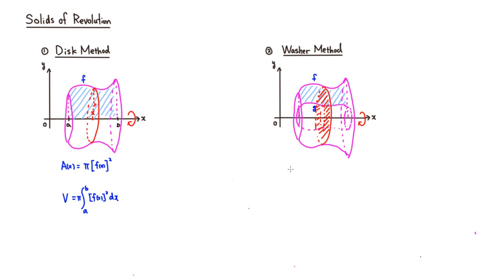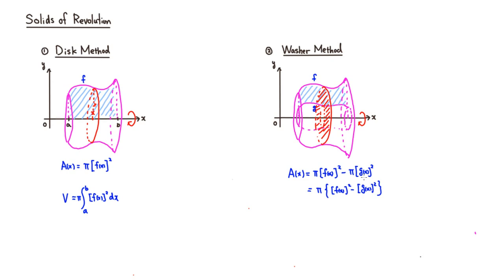So A of x is equal to, look at the area of the disk, the circle, which is going to be pi. The outer one would be f of x squared. Then we have to subtract the area of the inner circle, so it's going to be pi, and that's determined by g of x squared. We can pull out the pi since both of them have a pi in there. So it's going to be pi times f of x squared minus g of x squared.